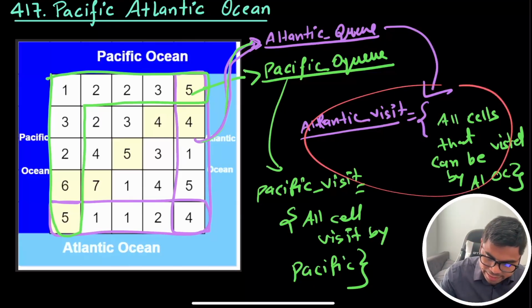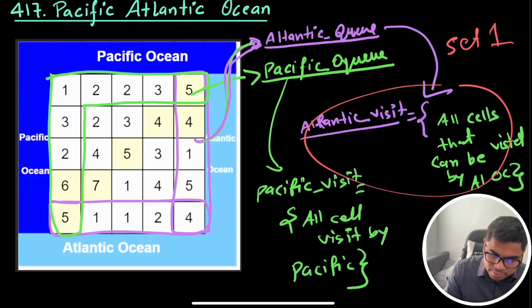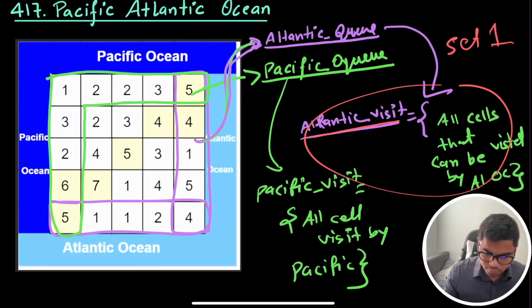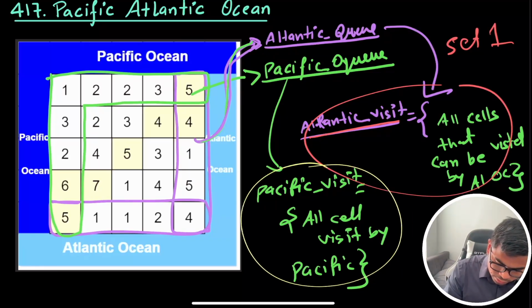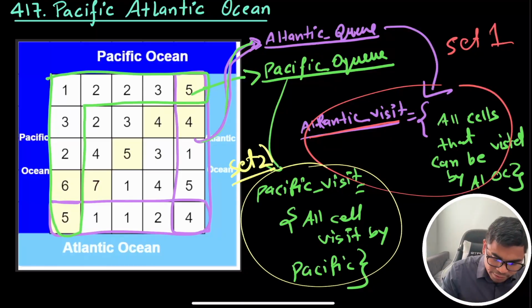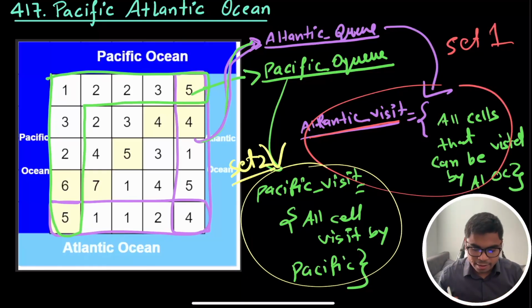So this is set one, that is the values that could be visited, basically the cells by which water can enter from the Atlantic Ocean. And then there is this another set, set 2, that will include all the cells that will be visited by Pacific. Now what we are going to do, we're going to return all the cells that are common between basically Pacific visit set and Atlantic visit set, and that will be our answer.